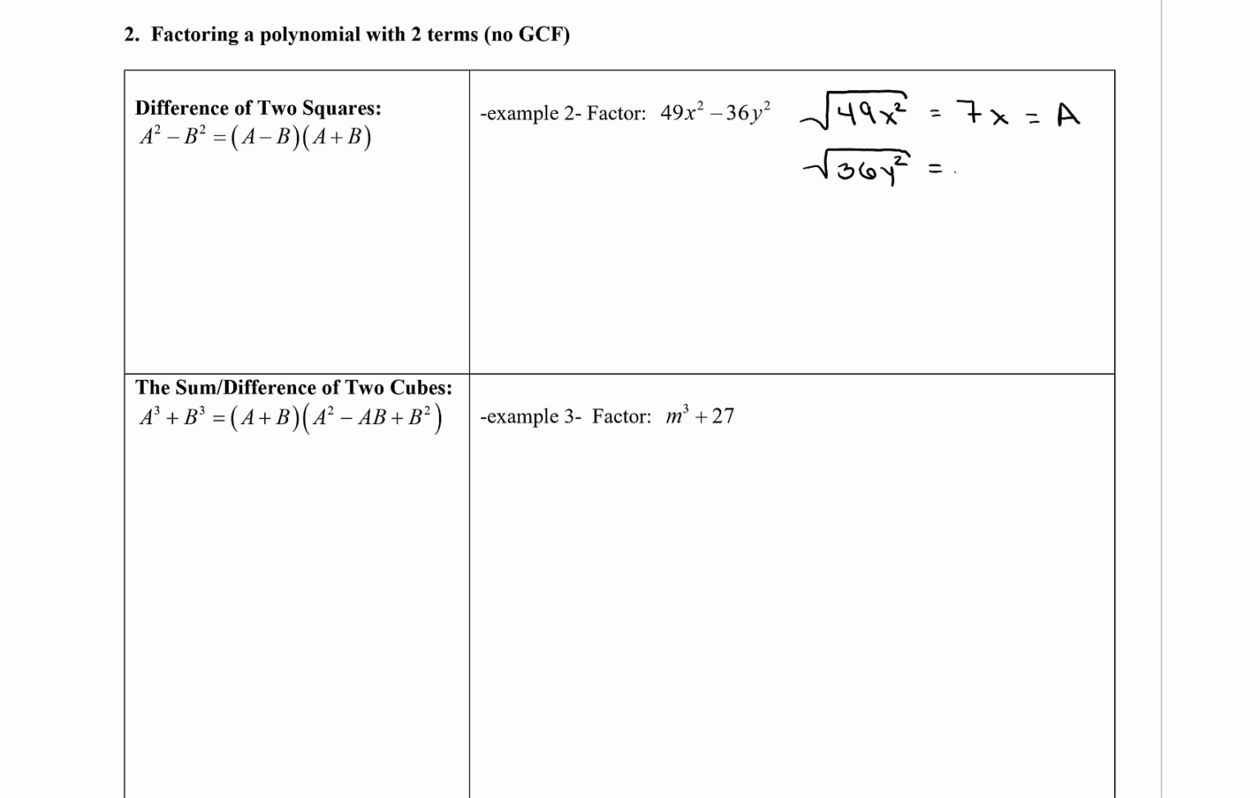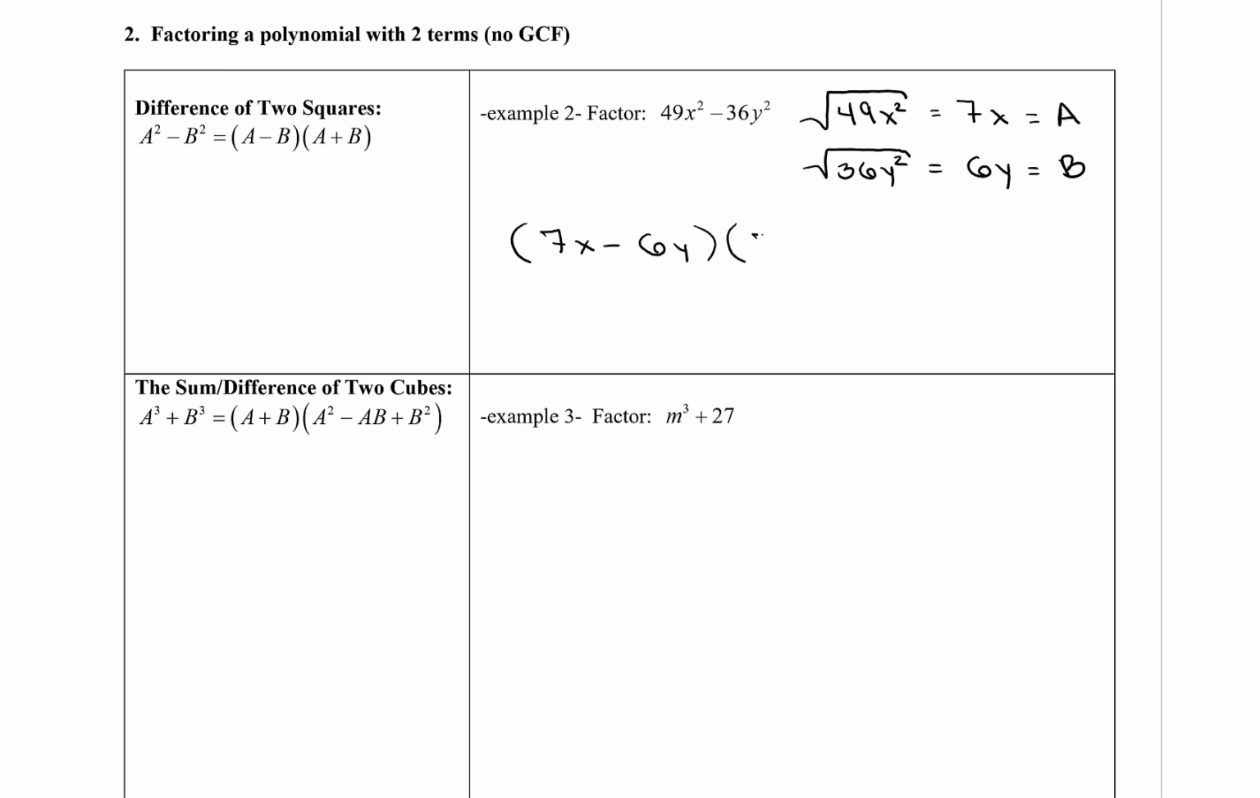Now we're just going to substitute into our little formula. So this is going to be equal to two binomials multiplied together. The first binomial is going to be 7x minus 6y times the second binomial, which will be 7x plus 6y. And I'm going to box that answer in.